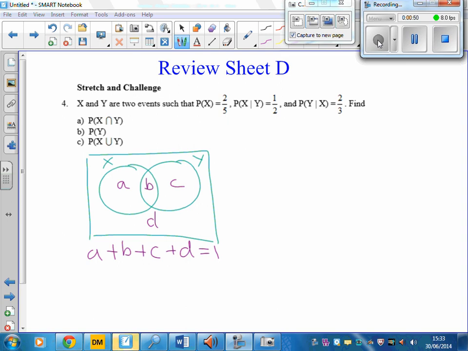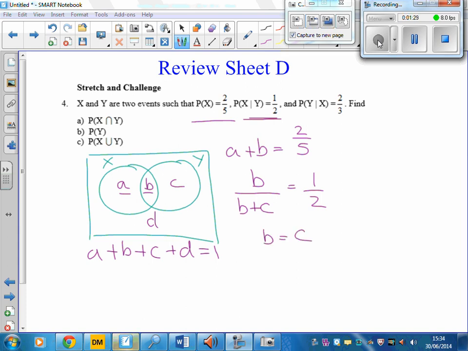Now we're told that the probability of X happening is 2/5. So obviously A add B, the two things that make up X, must come to 2/5. The probability of X happening, given that Y has already happened, is a half. So the probability of Y happening is B add C, and the probability of X within that will just be B. So it's B over B add C, and that must come to a half. So obviously, from that, B must equal C.